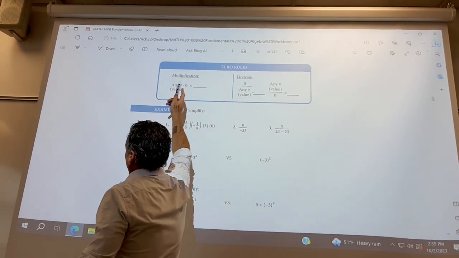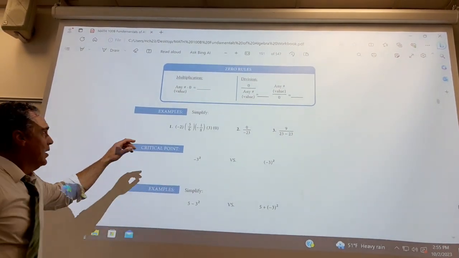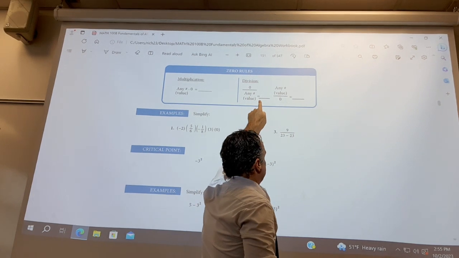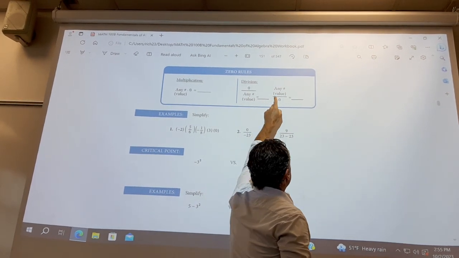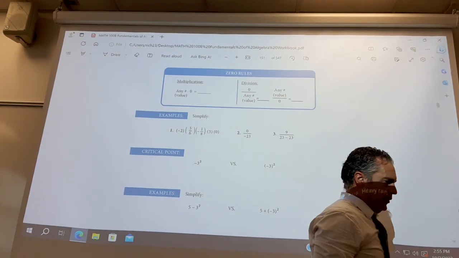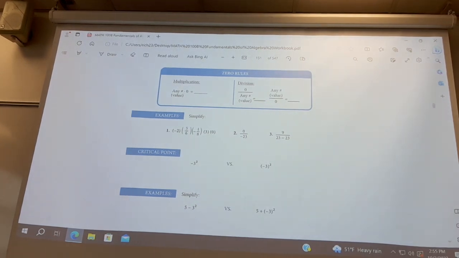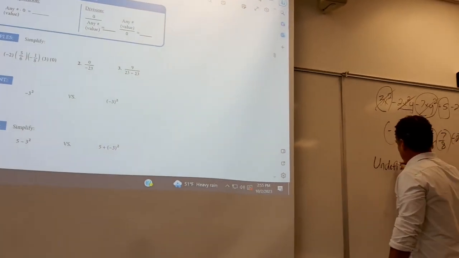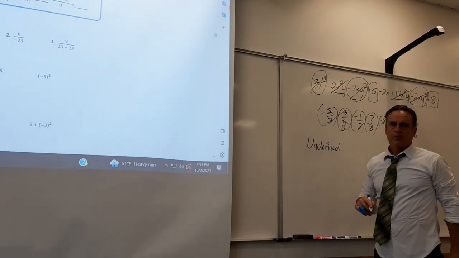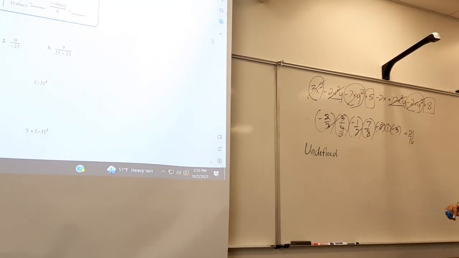Any number times 0 equals what? 0. Perfect. 0 divided by any number equals 0. But any number divided by 0 equals, well, it equals undefined. You've got to write that on there. Undefined. Okay? Rapidly, I'm going to share a quick story with you.